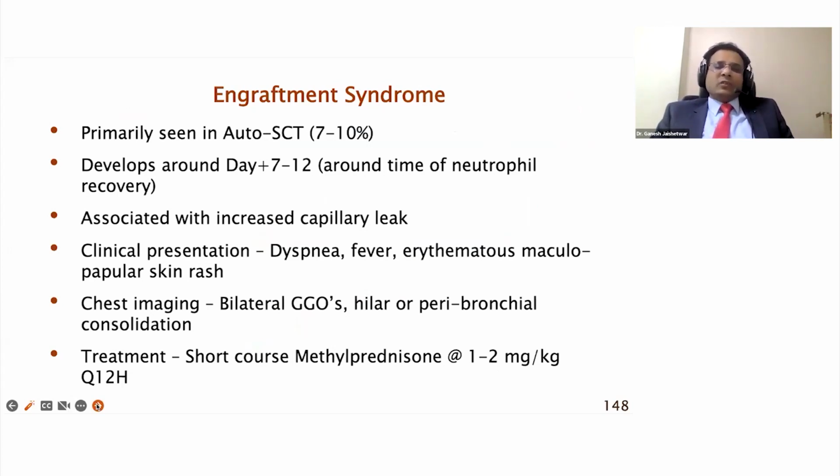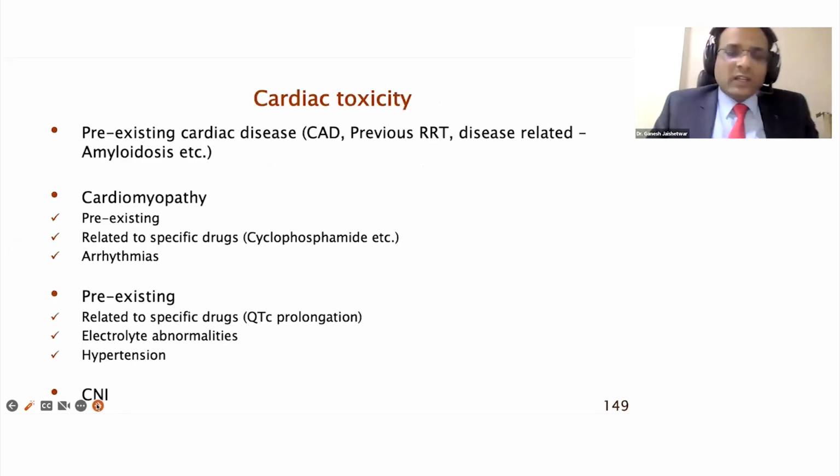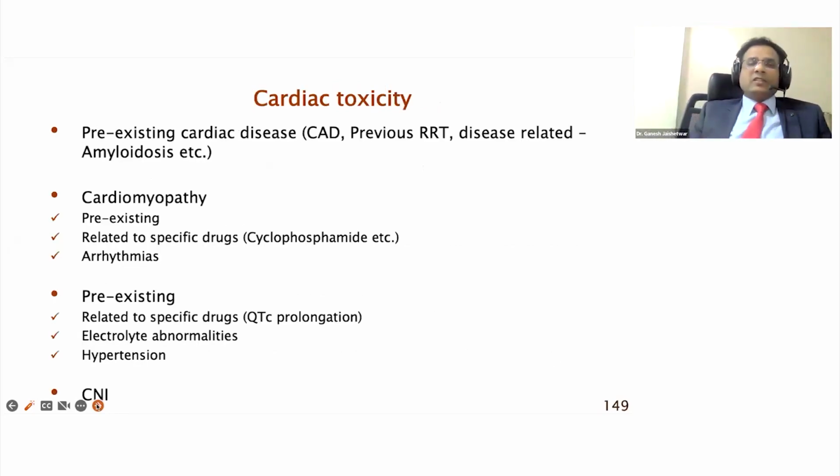And on chest imaging, you can see bilateral ground glass opacities, perihilar or peribronchial consolidation, and the treatment is usually after ensuring normal or improving neutrophil counts. You can start them on short course methylprednisolone, 1 to 2 milligram Q12H for 2 to 3 days till this respiratory distress resolves.